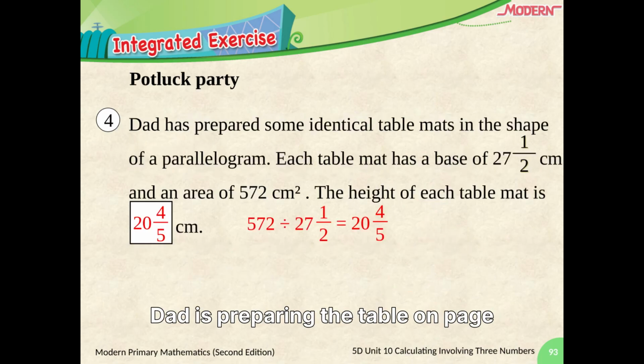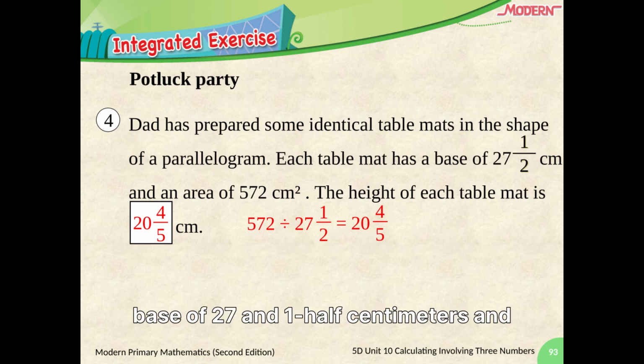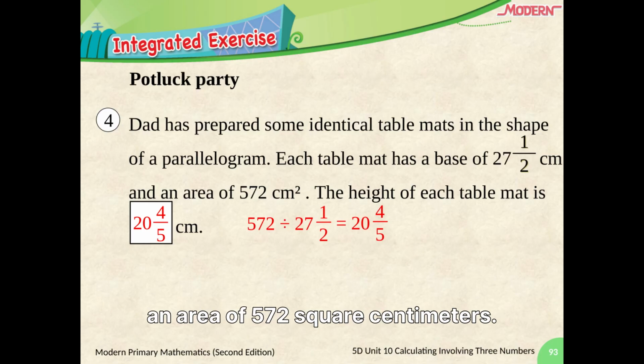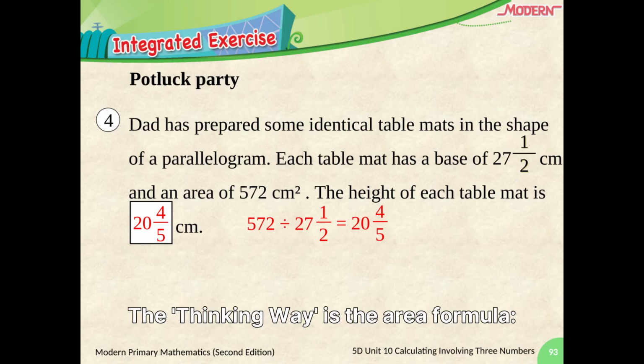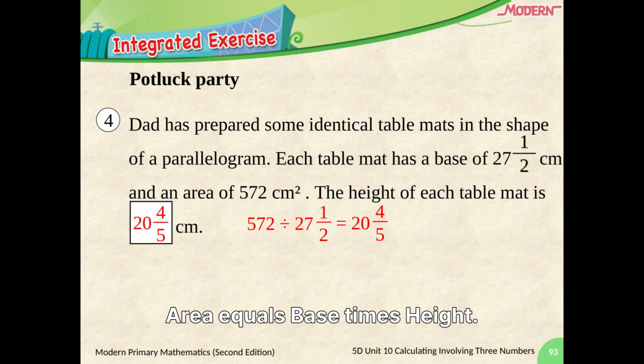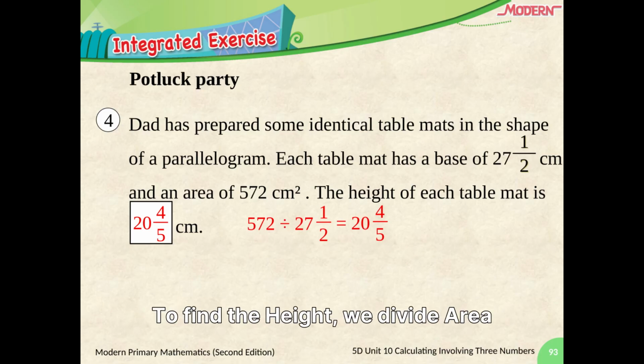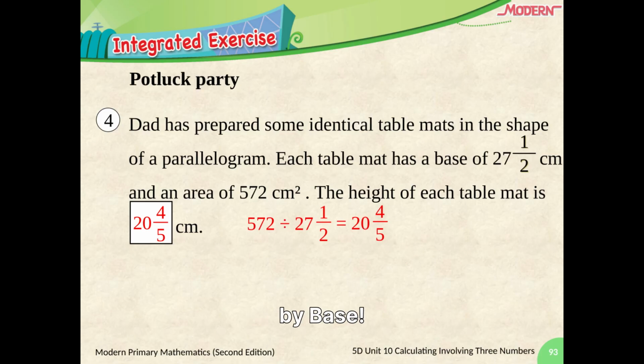Dad is preparing the table on page 93. Each mat is a parallelogram with a base of 27½ centimeters and an area of 572 square centimeters. What's the height? The thinking way is the area formula. Area equals base times height. To find the height, we divide area by base.